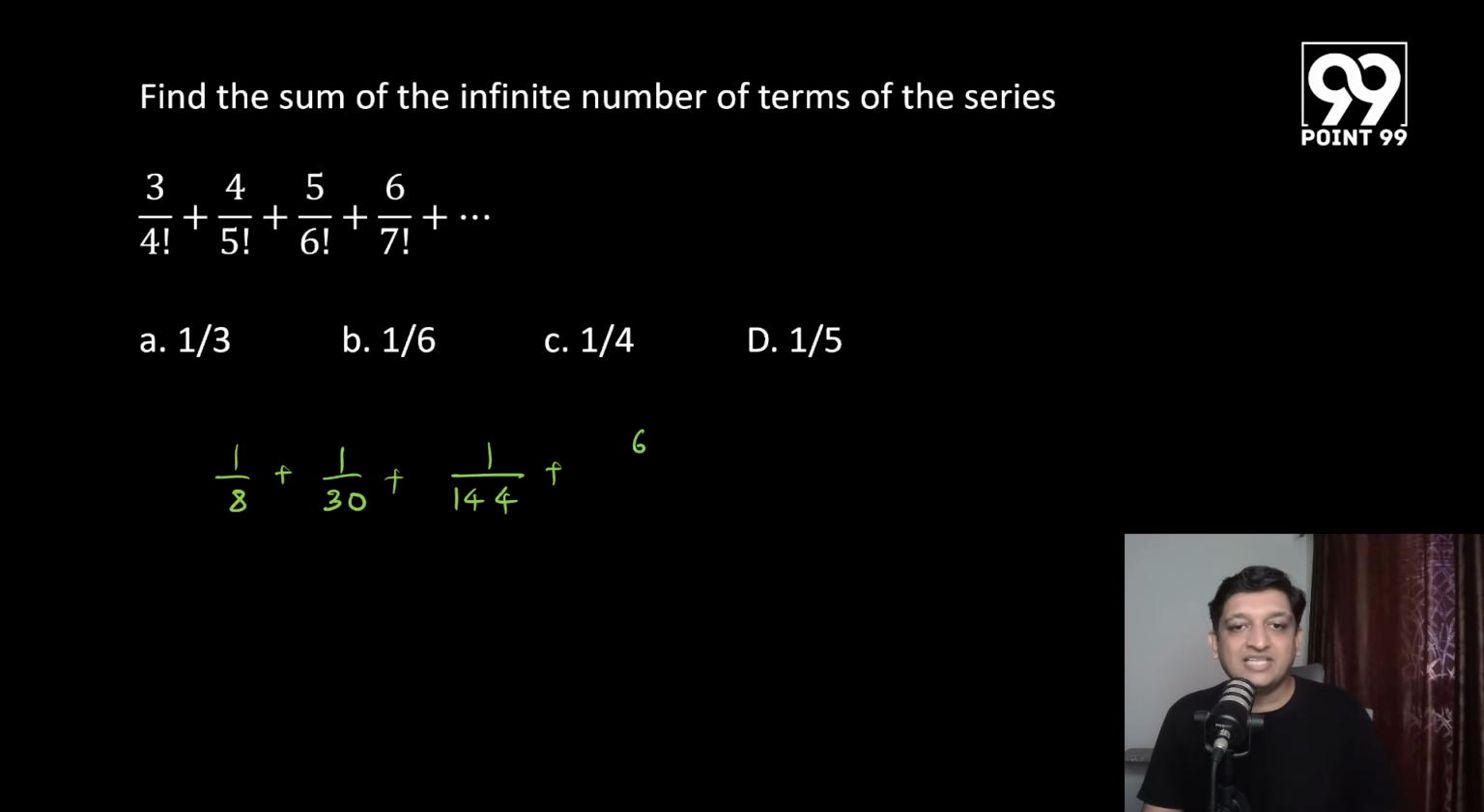Now this might be slightly difficult to comprehend, so I'll just write it as 6 by 5040. That's it. You can see that the numerator is not increasing by much, but the denominator is exponentially increasing. It is growing by into 8, into 9, into 10. That is how it will go.